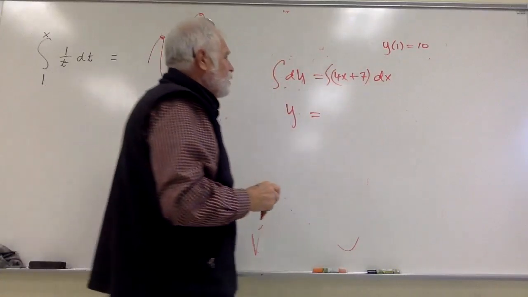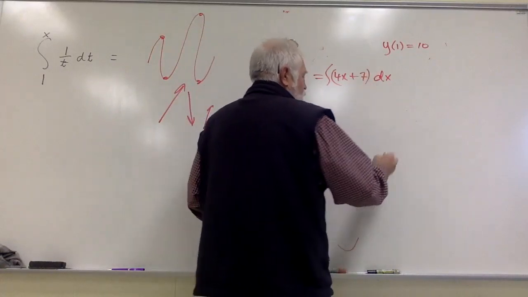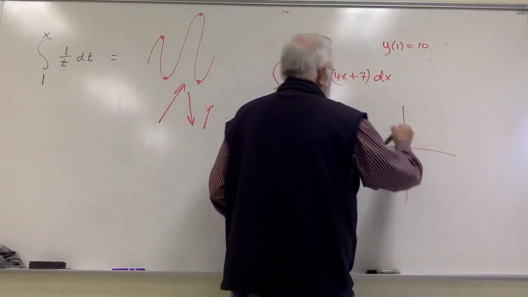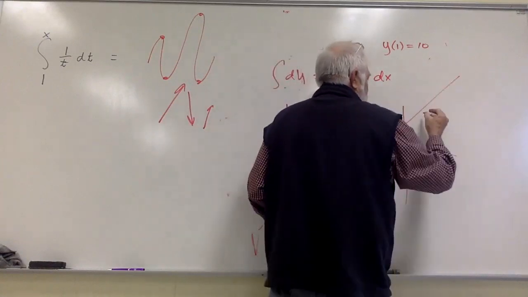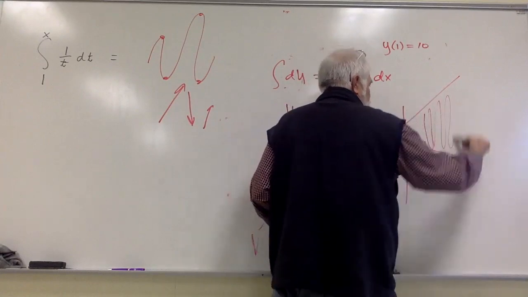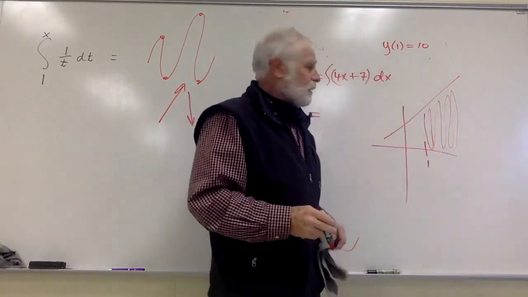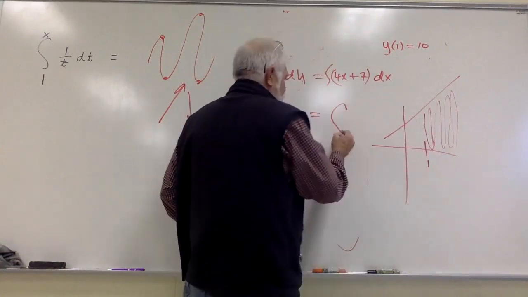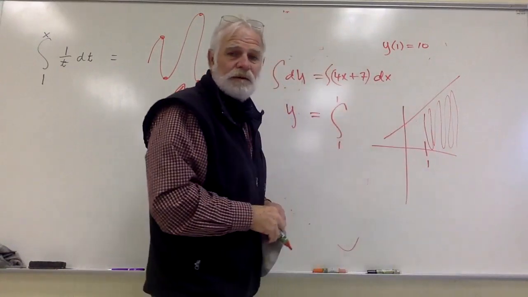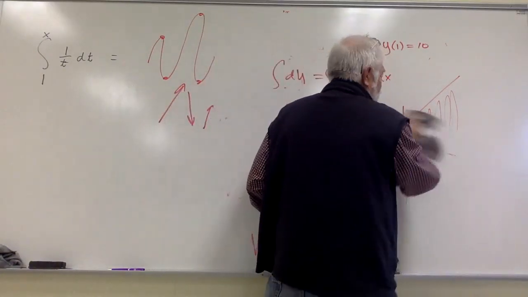So I'm measuring from 1. I know I have 10. So if I was going to measure 4x plus 7, which is something like this, and I started measuring from 1, whatever that area is to the right, I have to add 10 to it. Because if I measure from 1 to 1, I don't get any area accumulation. Just adding a little layer of concept.